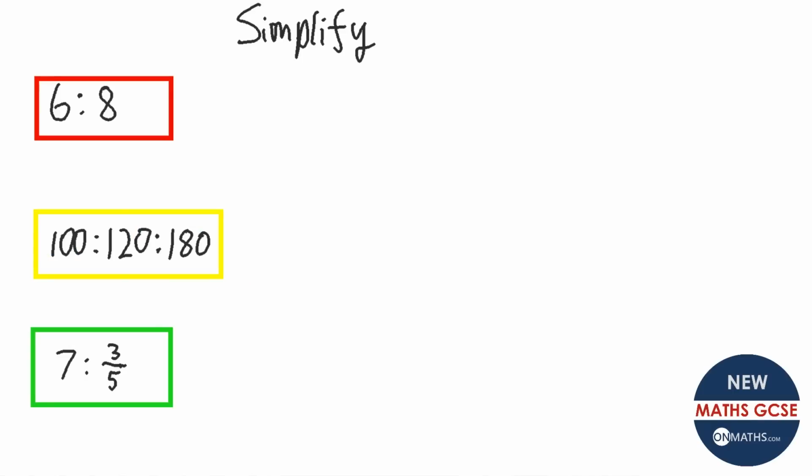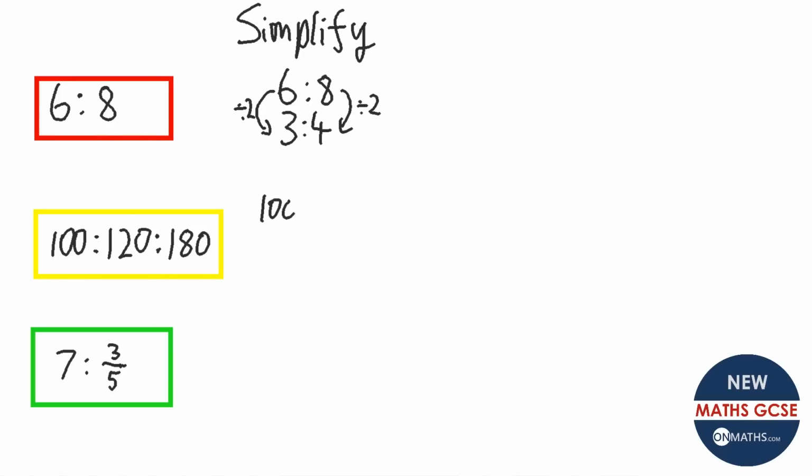Okay, so we're going to start off simplifying ratios. So we've got 6 to 8, so I always copy that down, 6 to 8. And I've got to figure out what I can do to both sides to simplify it. Well, I can divide them both by 2, and that will give me 3 to 4. Now 3 and 4, well there's nothing else I can do to both of them, so that's my simplified answer.